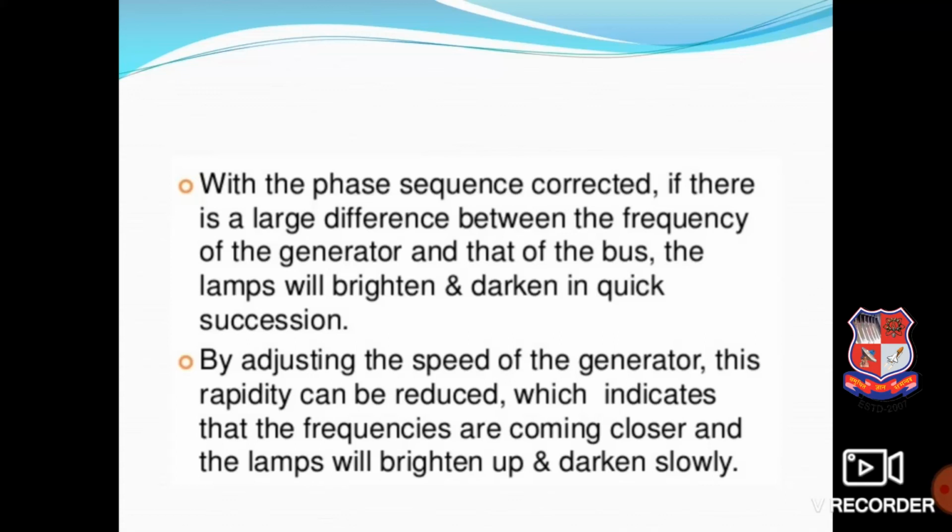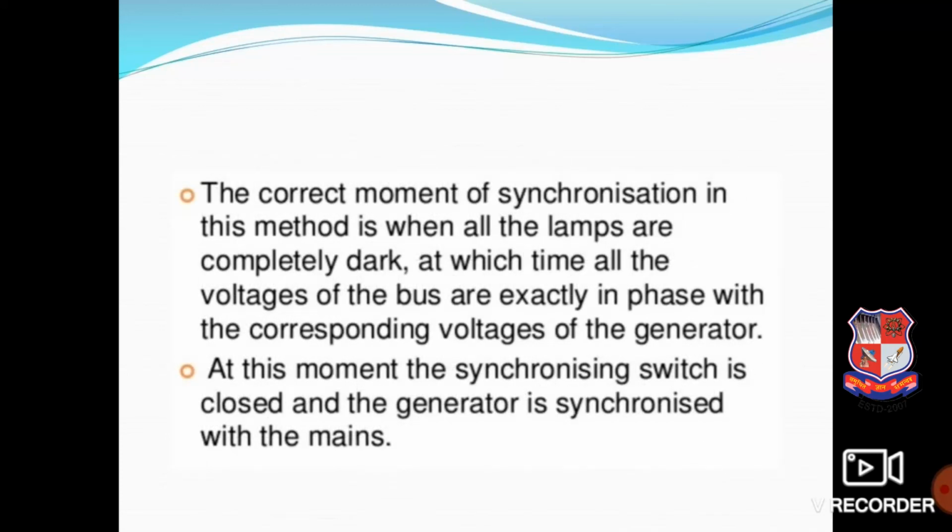check for frequency variation. If there is a large frequency variation, it is identified by the continuous darkening and brightening of the lamps. By adjusting the speed of the generator, the rapid changes in brightening and darkening are reduced. So by doing all this procedure, we will be able to correct the voltage, frequency, phase sequence and phase difference.